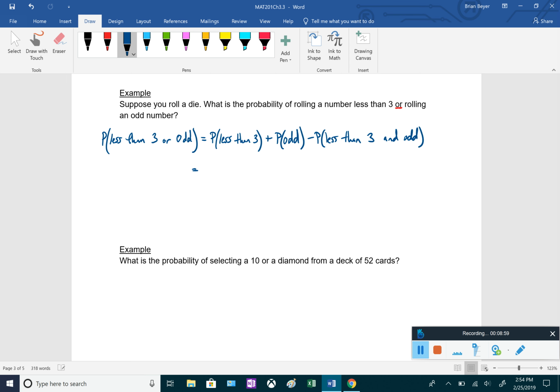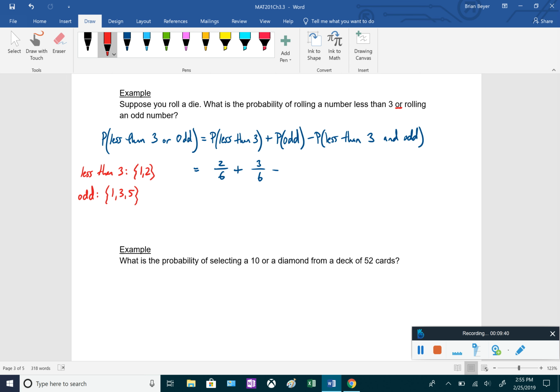Doing one at a time, the probability that it's less than 3. We need to figure out how many numbers are less than 3 on a 6-sided die. 1 and 2 are both less than 3, so that's 2 out of 6. Less than 3 means we could have a 1 or 2. Next, the probability that it's odd: the odd numbers between 1 and 6 are 1, 3, and 5. Those are 3 numbers out of 6, so that's 3 out of 6.